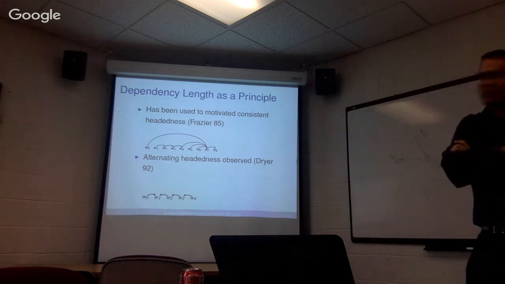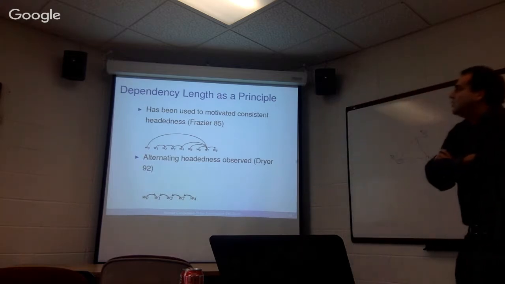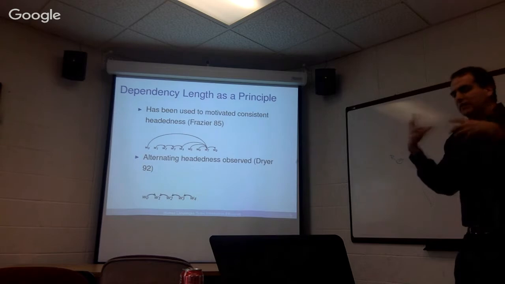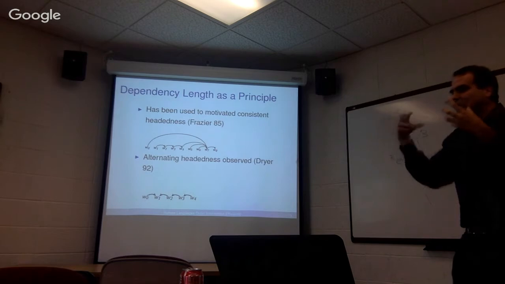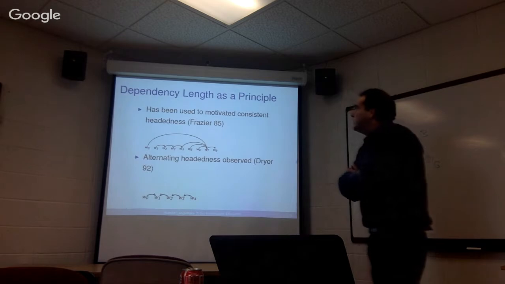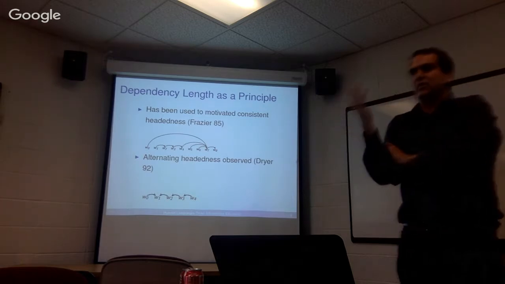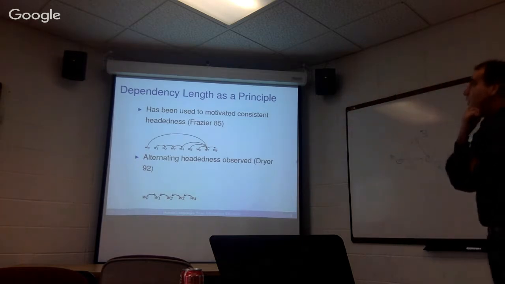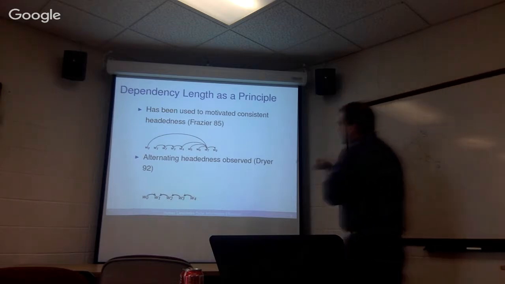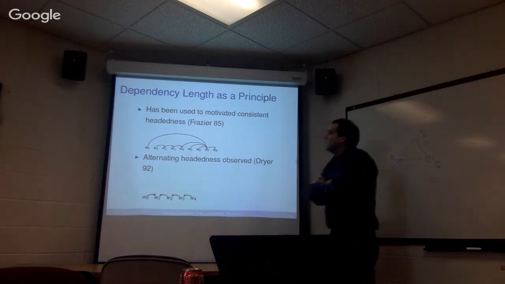So it seems like a reasonable principle in general that dependencies should be short. Things should be arranged to make the dependencies short. The idea is that the longer the dependency is, the longer you have to keep that word in memory before you can integrate it with whatever it's connected to in the syntax and the sense. And people in linguistic typology have talked about this as possibly a motivation for the idea that languages are either always left-headed or always right-headed. So, for example, in this language, all of the arrows point to the right, so this would be a right-headed language.